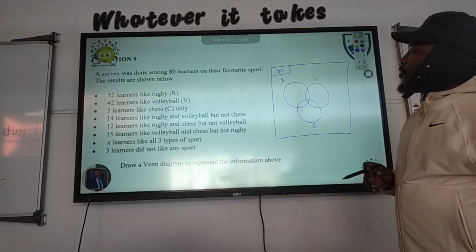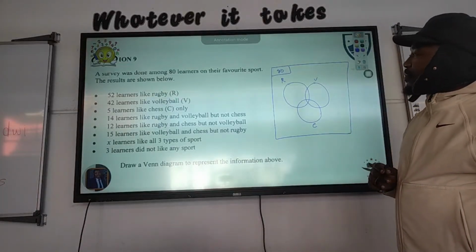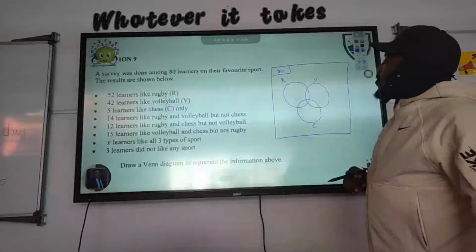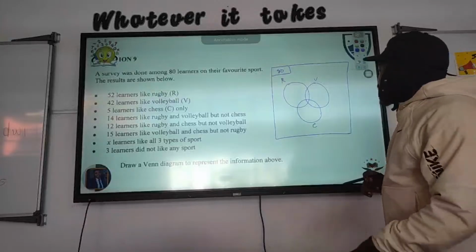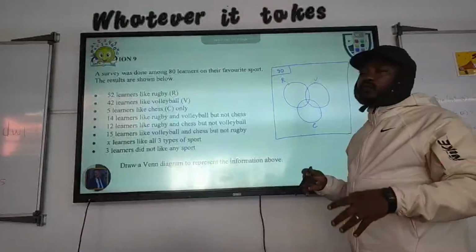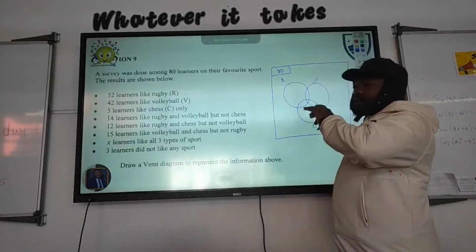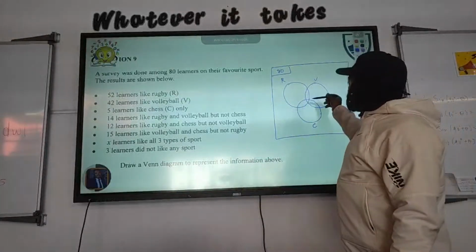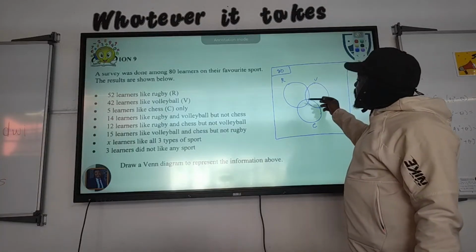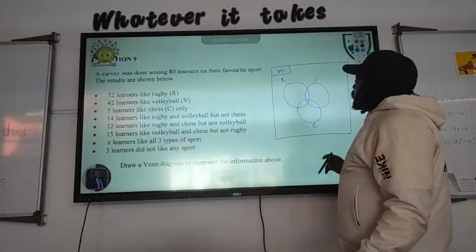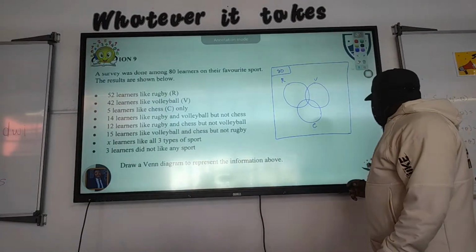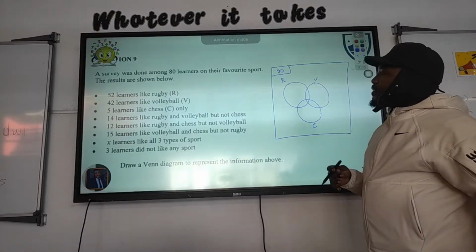And then let's start with the first one. 52 learners like rugby. To make our life very simple, we'd like to start at the intersection where all of them are actually involved. So we'd like to start at the middle, then go outside. Start with where all of them are happening, and start with the two intersections, then move out to the bigger circle. I'll also elaborate why we are doing that.